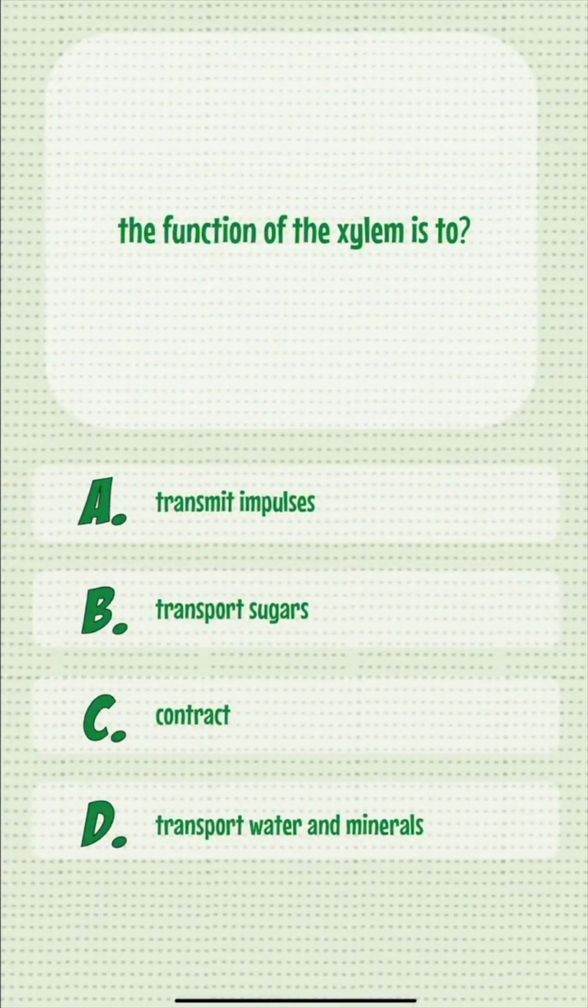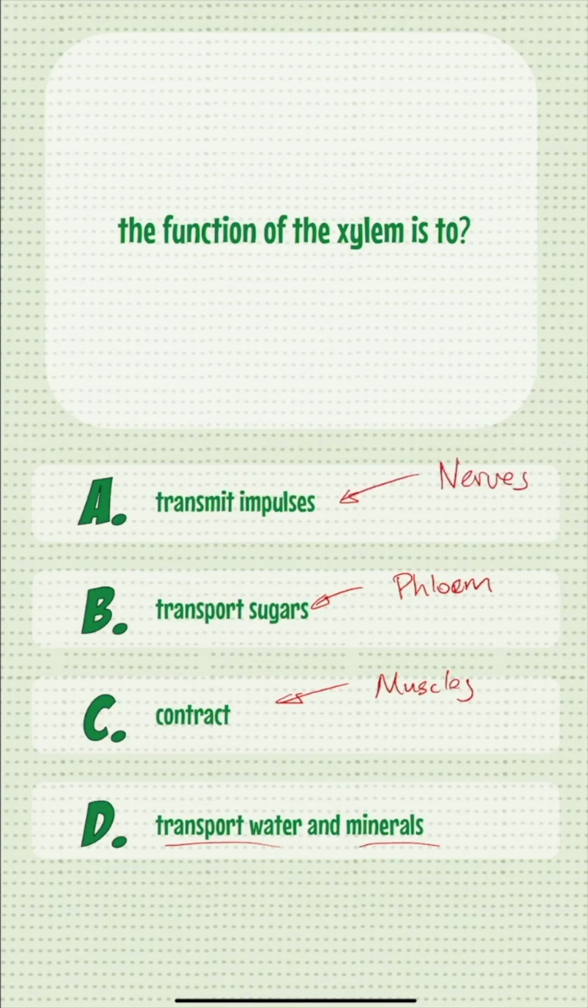So let's finish this off with just a few more multiple choice questions. Quick answers. Let's get through them. I think we've got about 10 more. Give me your answers and just tap on the screen. Let me know. So first one, function of the xylem is to, yep, transport water and minerals. Well done. Not transport sugars. Remember, transport sugars is for the phloem. Contract, that's muscles, and transmit impulses, that's nerve cells or neurons.